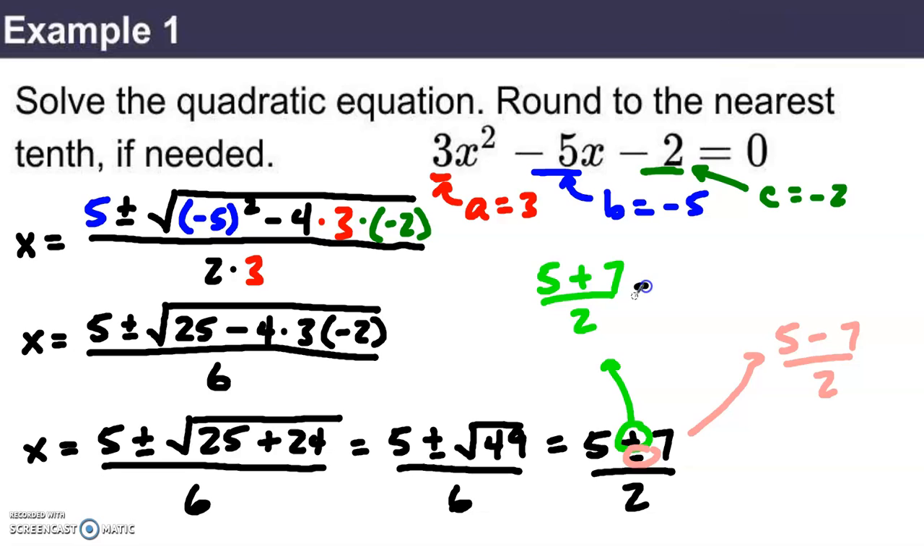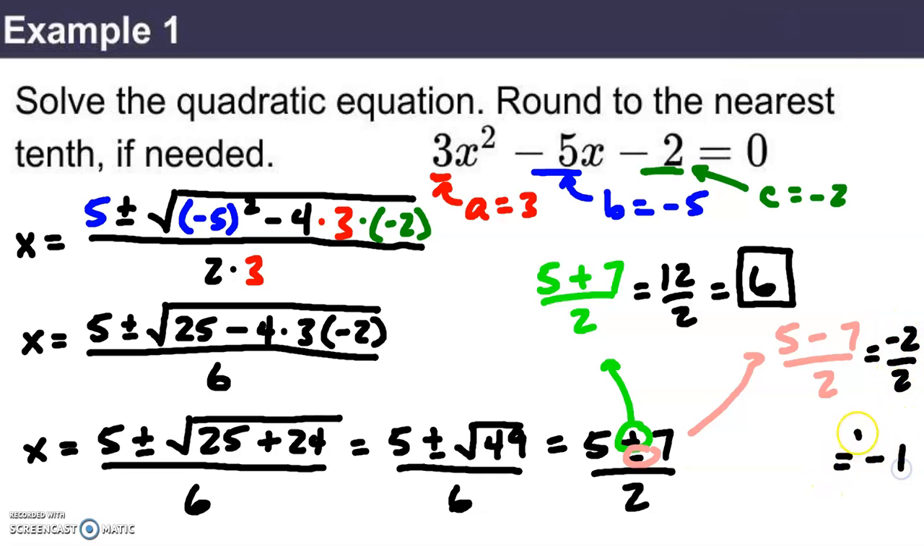5 plus 7 is 12. So 12 divided by 6 is 2. That's 1. 5 minus 7 is negative 2. So negative 2 divided by positive 6 is negative 1/3. And there are our two answers, our two solutions.